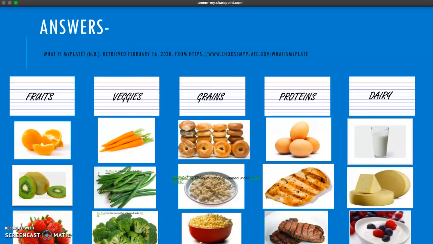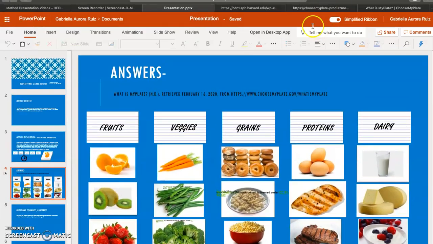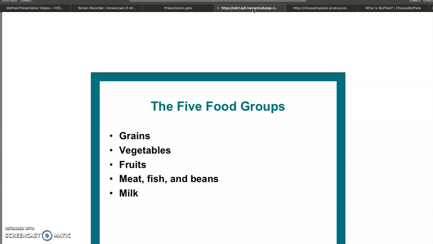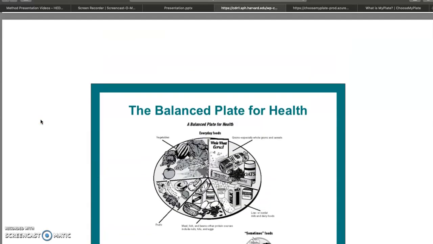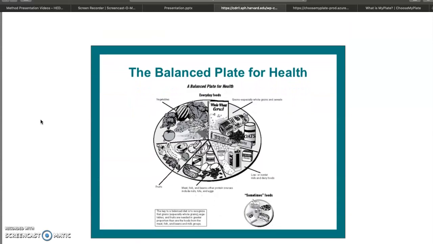And then here, I'll go into my lecture. I found this presentation online, so this is what I'm using. It's just a basic explanation of the 5 food groups. So like I had presented when they walked into class, the 5 food groups are grains, vegetables, fruits, protein such as meat, fish, and beans, and then dairy such as milk. The importance of knowing the food groups is that you can have a balanced plate for health or a balanced diet.